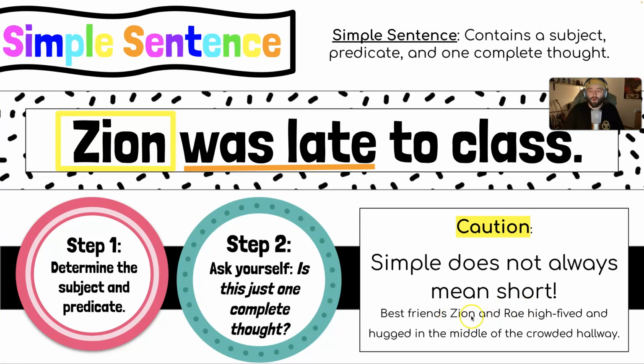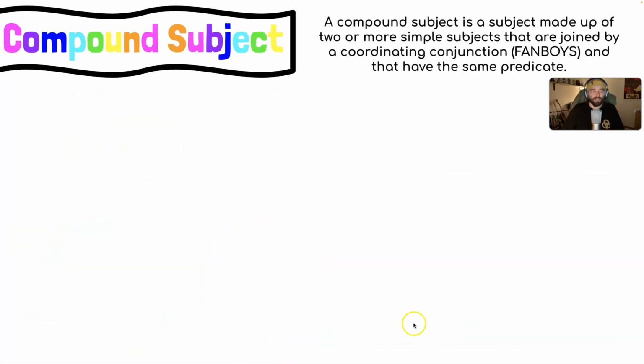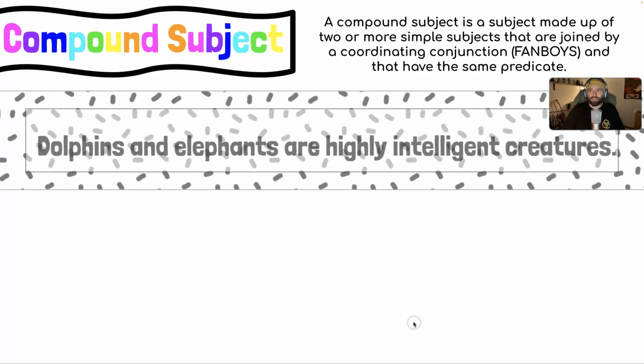And that is all you need: Zion and Ray high-fived and hugged. But you could simplify it down to Zion and Ray high-fived. You could also just simplify it down to Zion high-fived. So it can be as simple as that, or as short as that, or as long as this one right here.